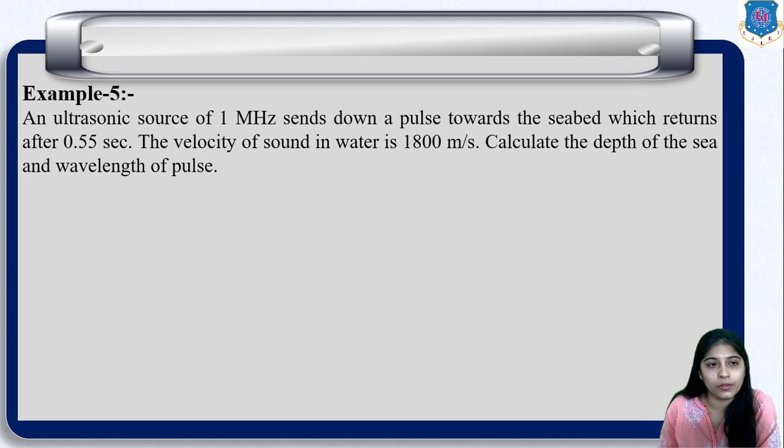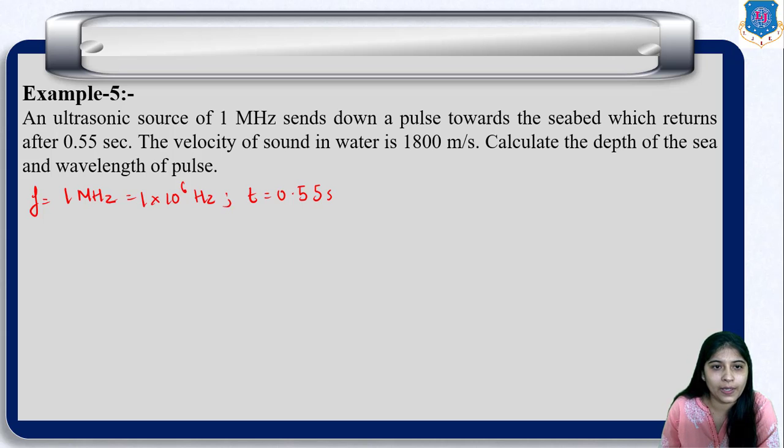Okay, now again what is given? Frequency is given, 1 megahertz. Then time, which is 0.55 second. Then velocity. What we need to find? We need to find the depth of the sea and the wavelength of the pulse.